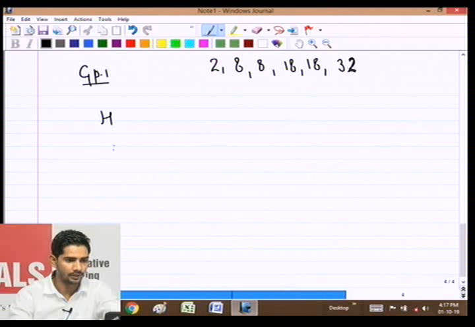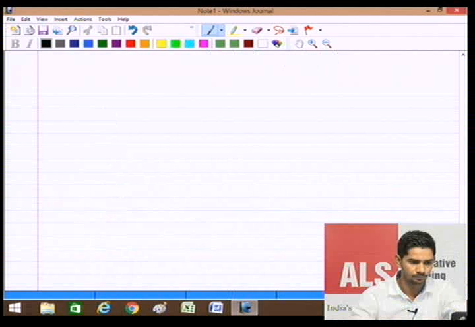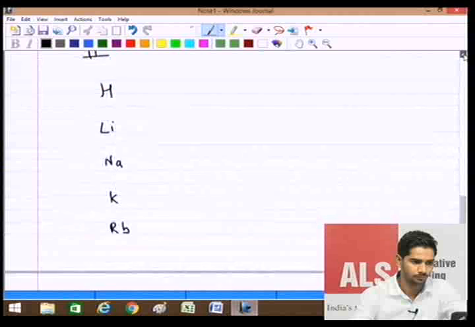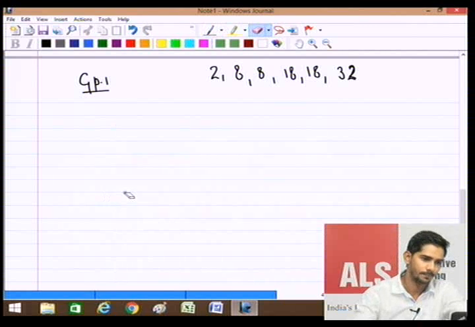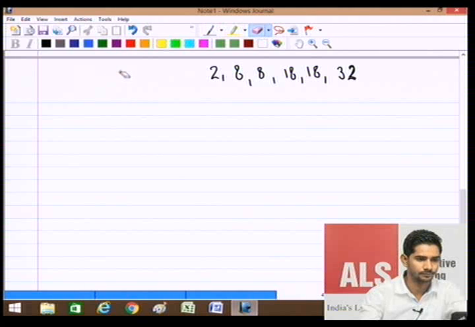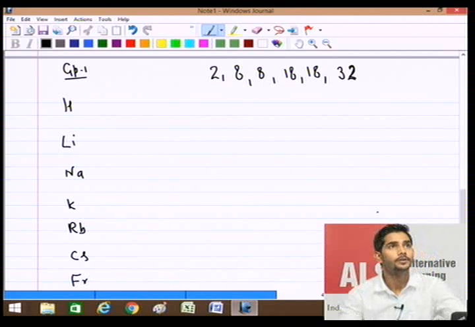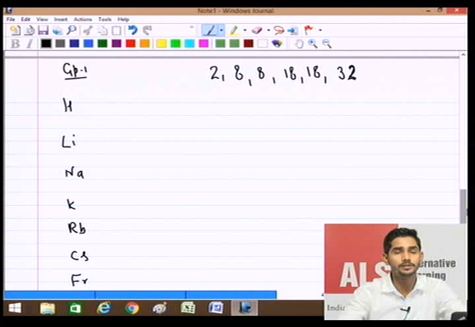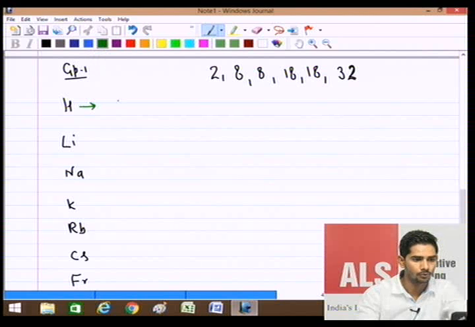See. Group 1: hydrogen, lithium, sodium, potassium, rubidium, cesium, and then francium. Okay, to write down the atomic numbers, you have to just remember the first element of the group. Here, the first member is hydrogen, whose atomic number is 1.